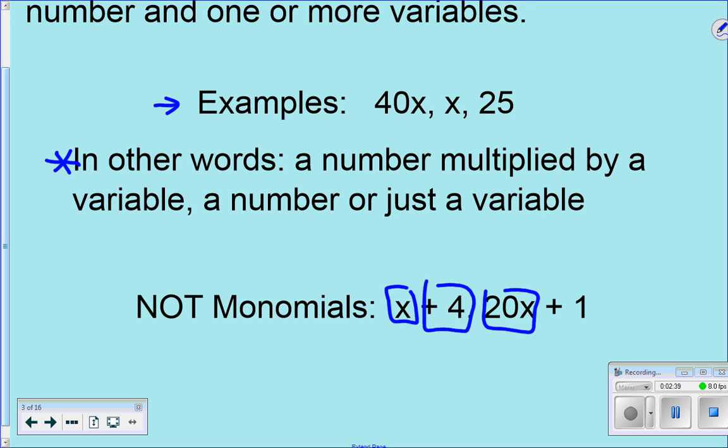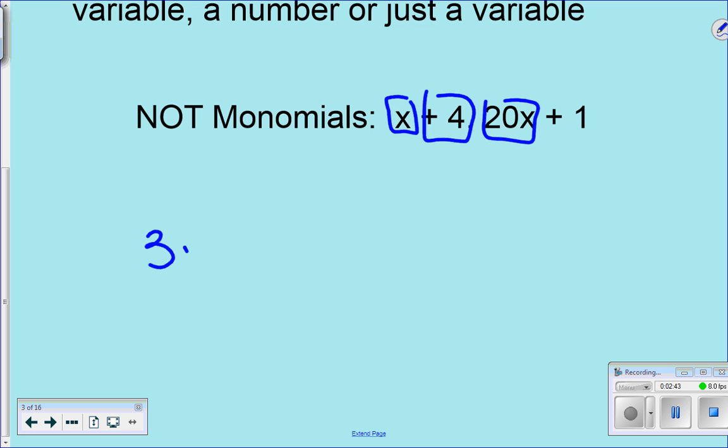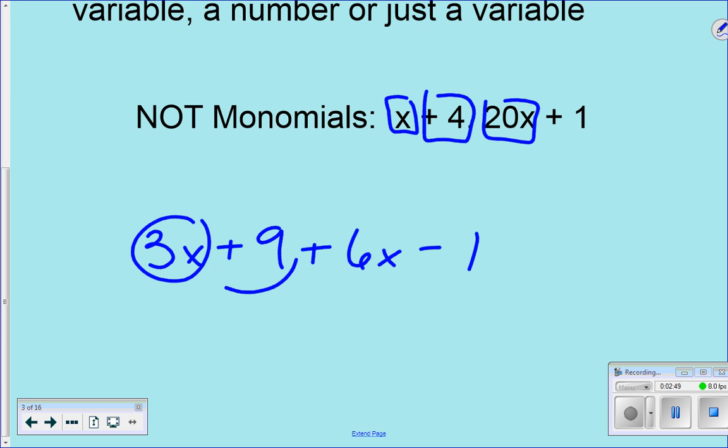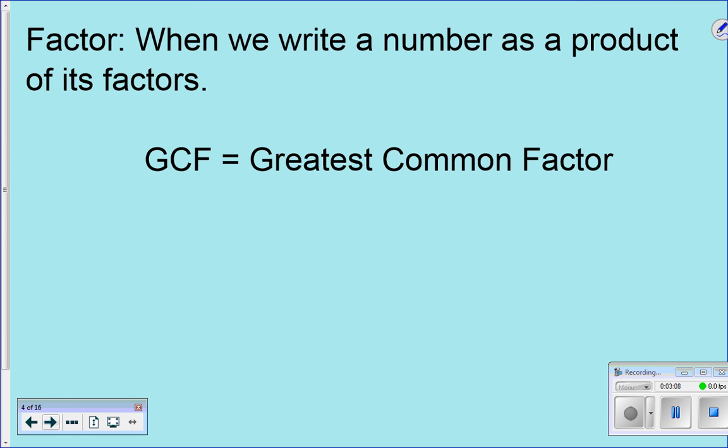In other words, too, if you think about what we did the other day, remember we did this, 3x plus 9 plus 6x minus 1. Remember we did that? And we circled the terms. Each of those terms would be considered a monomial. So everybody understand what a monomial is? Okay. All right. So GCF, we're going to talk about this a little bit today.